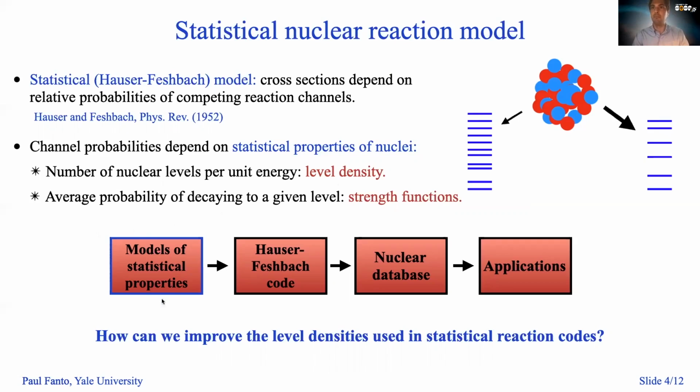In practice, then, these models of statistical properties in nuclei are used as input to a Hauser-Feshbach code, which in turn produces reaction rates that are entered into a nuclear database and applied in a variety of important research, science, and defense applications. The main question of my PhD research is how to improve these models of statistical properties. And the question that I'll focus on in this talk is how can we improve the level density models that are used in statistical reaction codes?